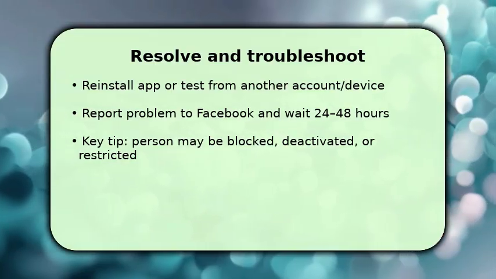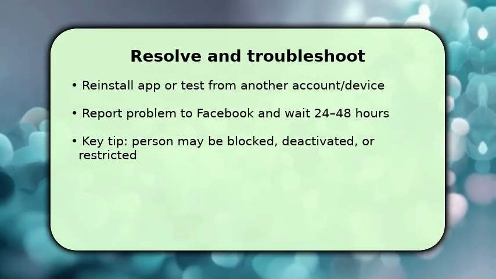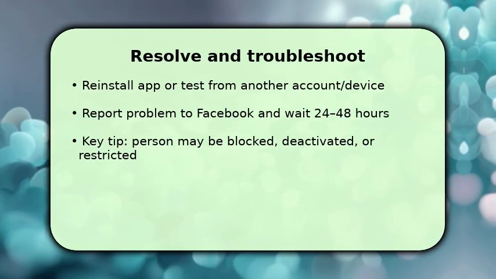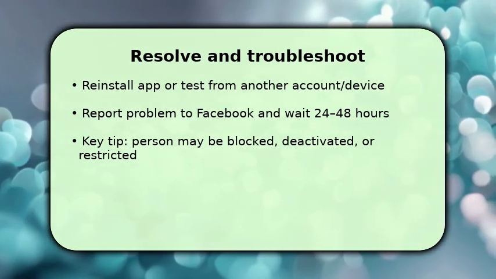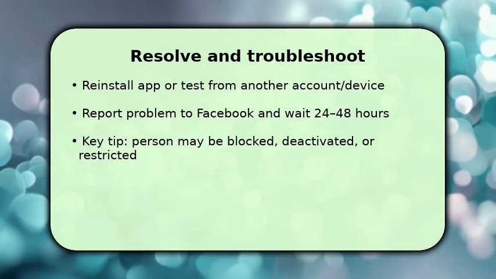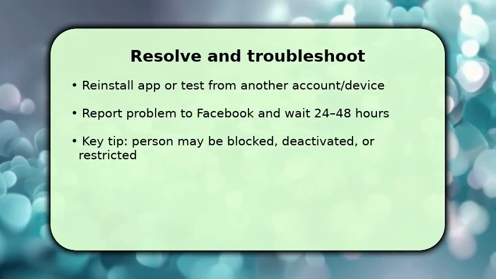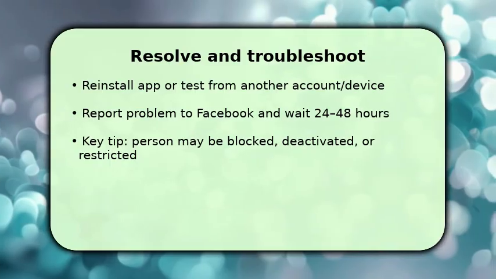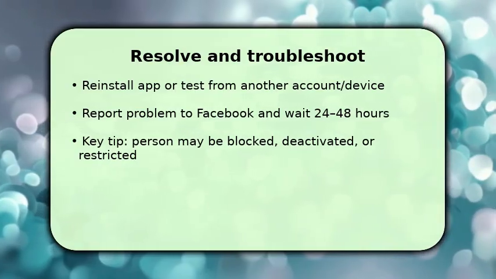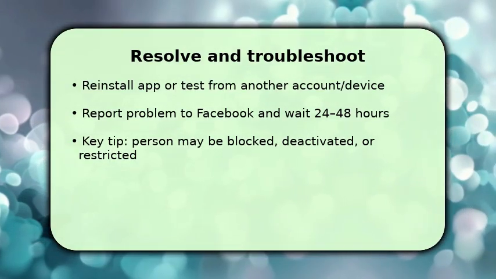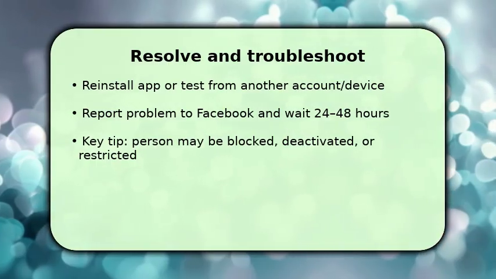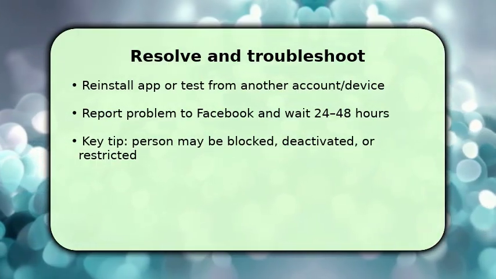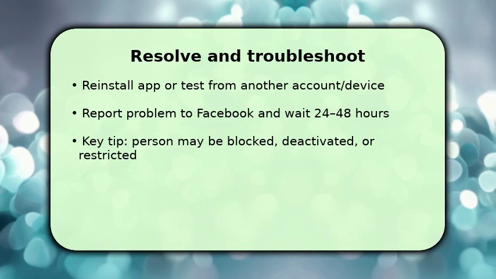Uninstall and reinstall Messenger, then try logging in from another device or a friend's account to isolate the problem. If the person still appears unavailable everywhere, use the Report a Problem tool and include screenshots. Allow 24 to 48 hours for server fixes. If nothing changes, consider they might have blocked you, deactivated their account, or changed privacy. If so, ask them via another channel.